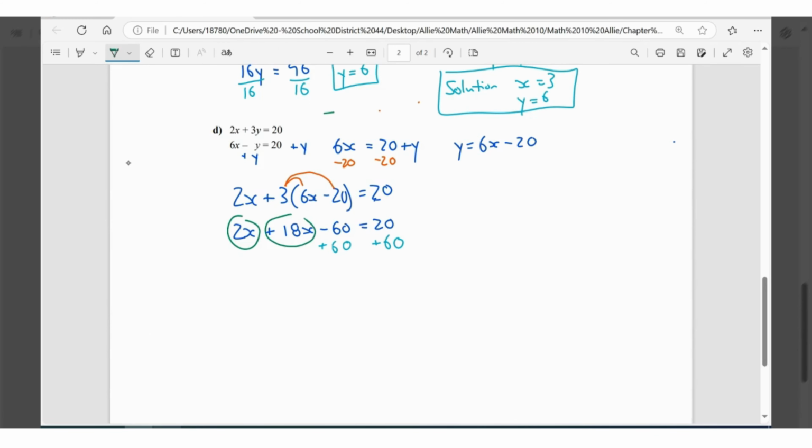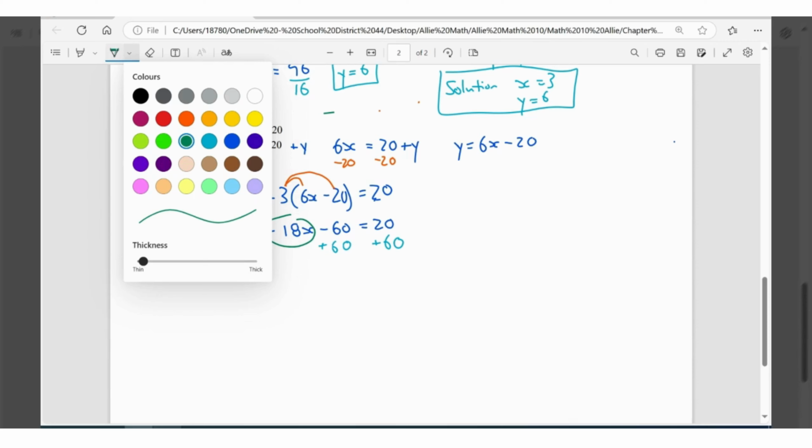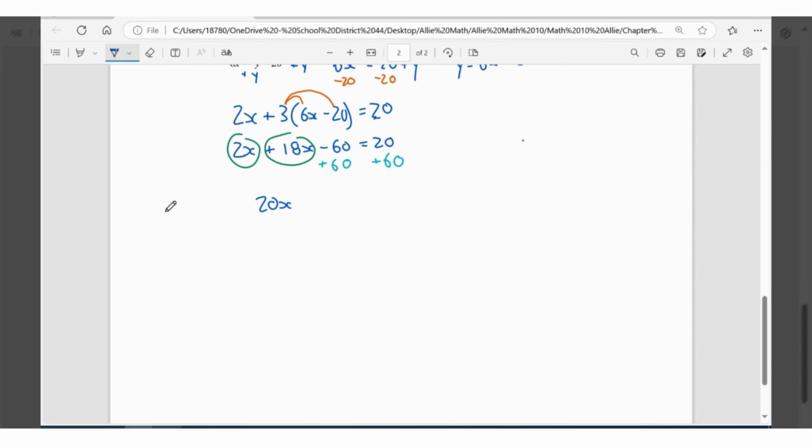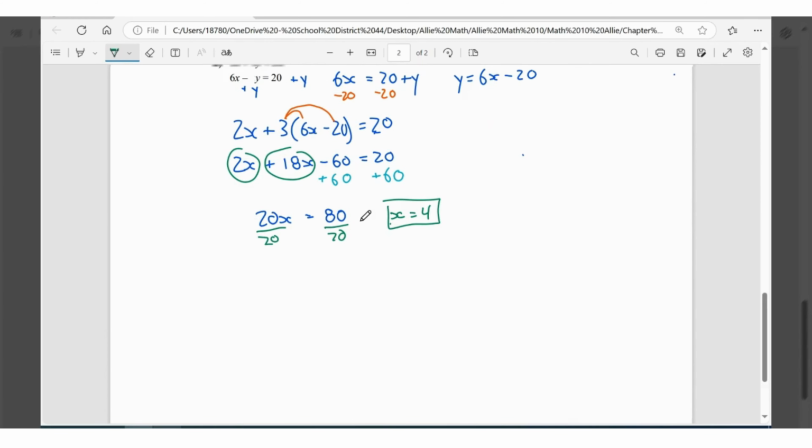We've got x's here and x's here. So we have 20x equals 80. And if we divide by 20, we get that x equals 4. So 80 divided by 20 is 4. So our first of two solutions, hopefully, if I've done it right.